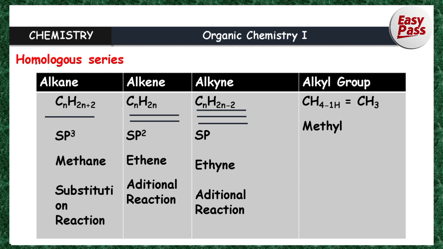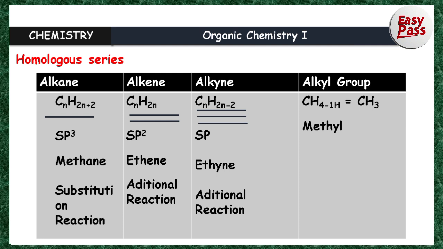Then you remove the suffix in the alkane family, and add the suffix of the alkyl family, which is YL. Here we have methyl, which is derived from methane. So a group derived from the alkane family by a loss of a single hydrogen atom is called an alkyl group. The alkyl group determines the physical properties of a compound, while the functional group determines the chemical properties of a compound.